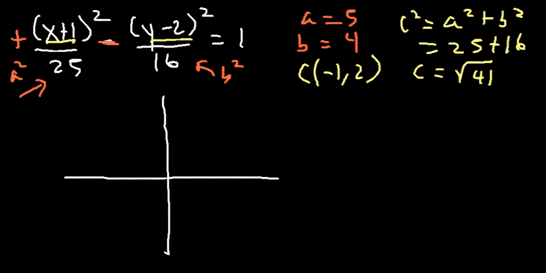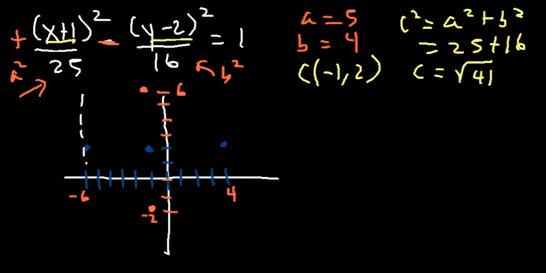So let's plot the center first. It's at (−1, 2), so it's over here. Now, a is under the x variable, so we need to go 5 units to the left and 5 units to the right. So this coordinate is at −6, this is 4, and b is 4, so we need to go up 4 units. So that's at 6, and down 4 units to −2. And then draw the rectangle. And then draw the asymptotes.